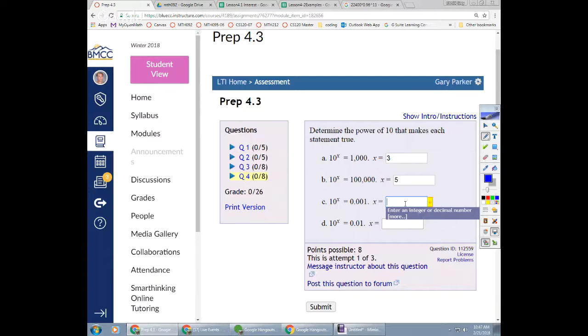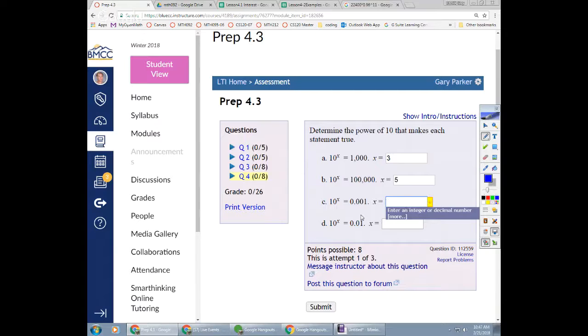What do you think about the next one? 10 to what power is 0.001? Got a -2 as a possibility. -3 is another possibility. Plug those into your calculator. Which one seems to work better?